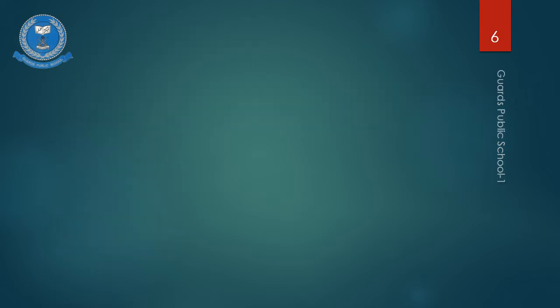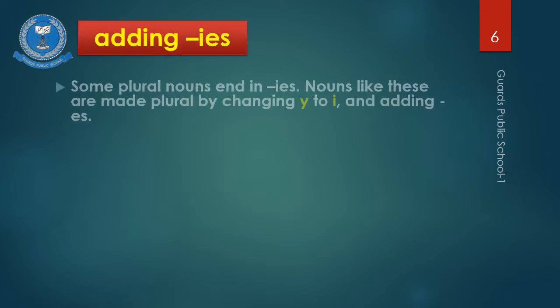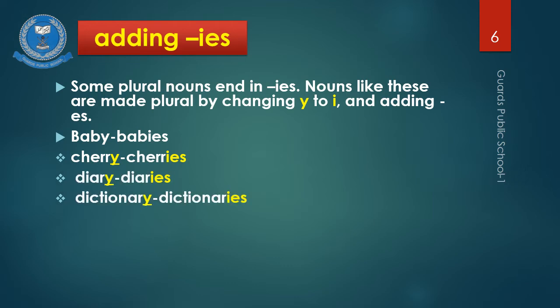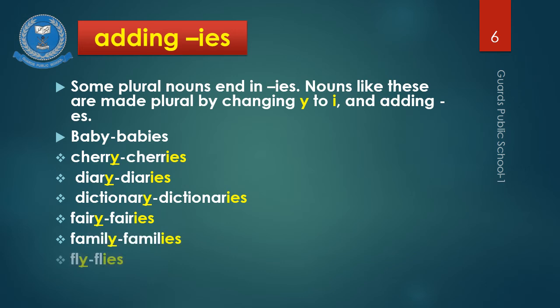Rule for adding ies. Some plural nouns end in ies. Nouns like these are made plural by changing y to i. जब भी कोई वर्ड जिसके आखिर में y यूज़ हो रहा हो, तो हम जब प्लॉरल उसको करेंगे तो हम क्या यूज़ कर लेंगे? y की जगह i. ठीक है, तो ies यूज़ हो जाएगा. फॉर एग्जाम्पल, चेरी, चेरीज़, बेबी, बेबीज़, डायरी, डायरीज़, डिक्शनरी, डिक्शनरीज़, फेरी, फेरीज़, फैमिली, फैमिलीज़, फ्लाई, फ्लाइज़, लेडी, लेडीज़.